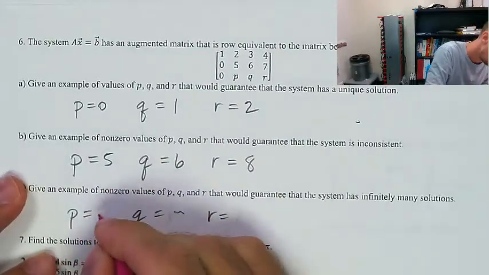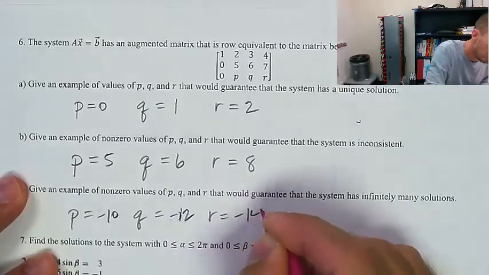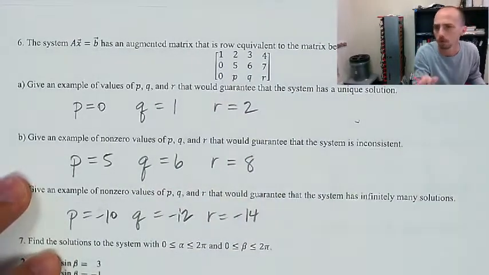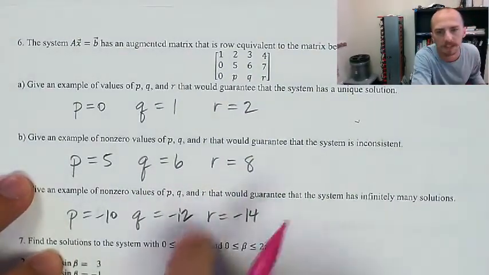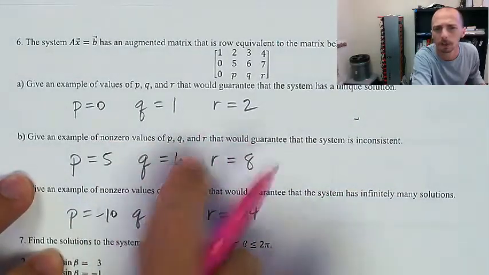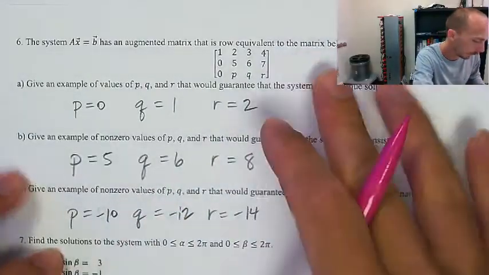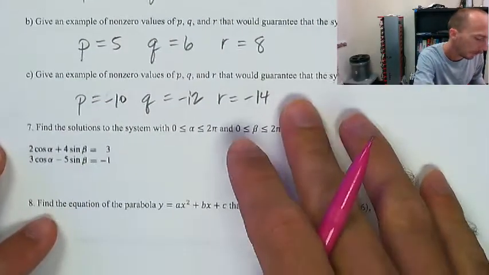Maybe I'll say -10, -12, and -14. You know, it's like proportional. I guess maybe I could find some others that fit in here by just going proportional. But again, if you've got any other solutions, let me know. I'd be curious to hear them.